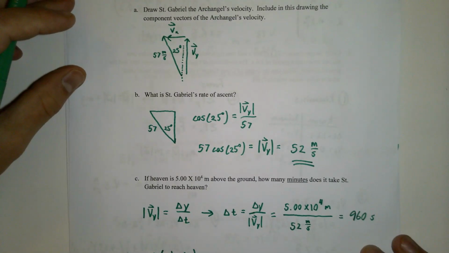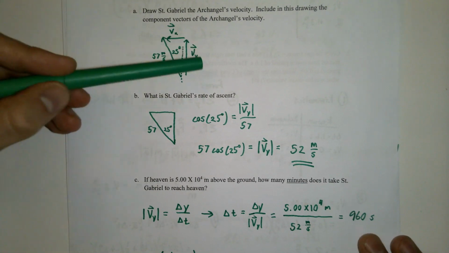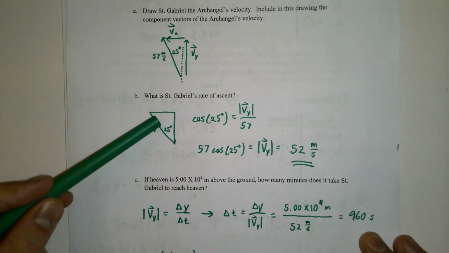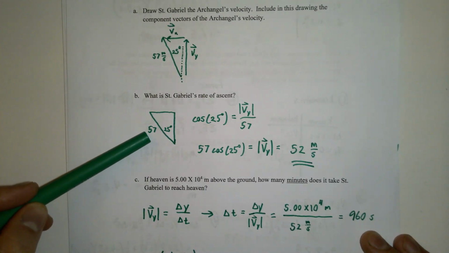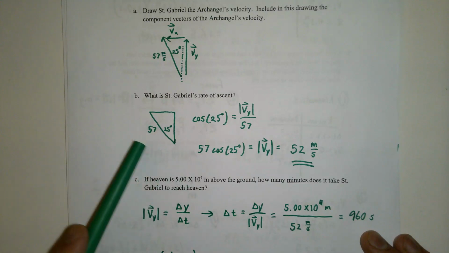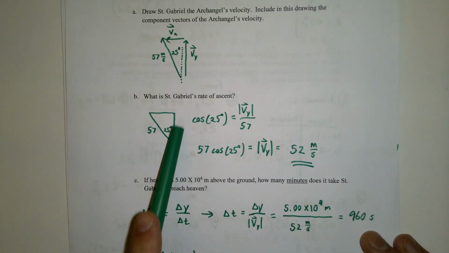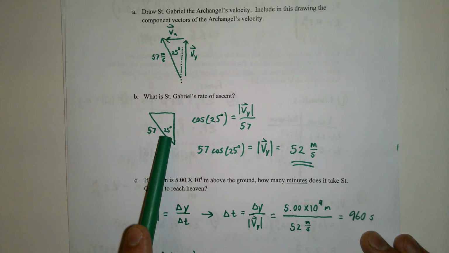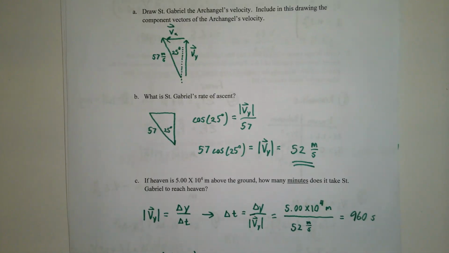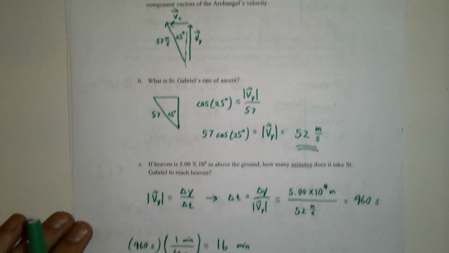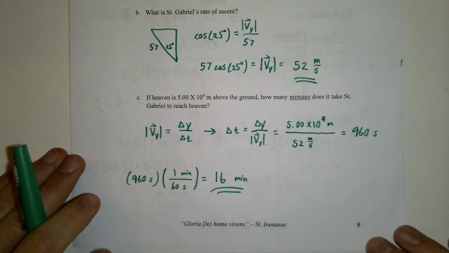His rate of ascent is his velocity in the y dimension. So I'm going to just draw a triangle here with a hypotenuse that has 57 meters per second as its magnitude. That's from the original velocity. I'll use cosine to relate that hypotenuse to this adjacent side relative to that angle, and solve and find that the ascent velocity is 52 meters per second.